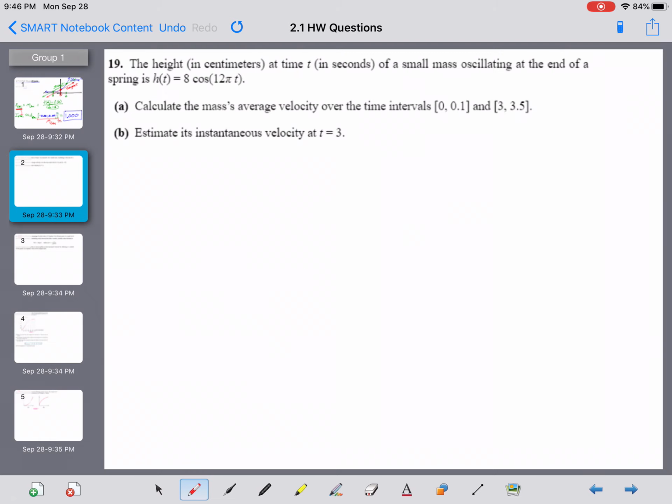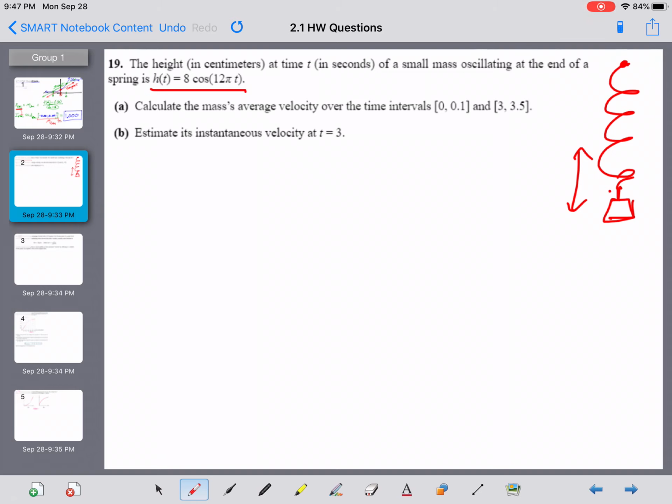Okay, next question we were asked was about problem number 19. They give you a function here talking about the height of a small mass oscillating at the end of a spring. So we've got something that's hung here, and there's a spring coming down, and then there's some kind of weight at the bottom, which we typically draw looking like a trapezoid. And that thing is bouncing up and down now. And the height of this spring is given to us by this function right over here, 8 cosine of 12 pi t.